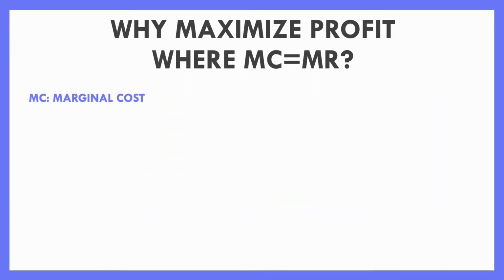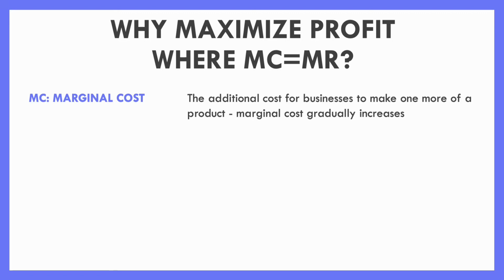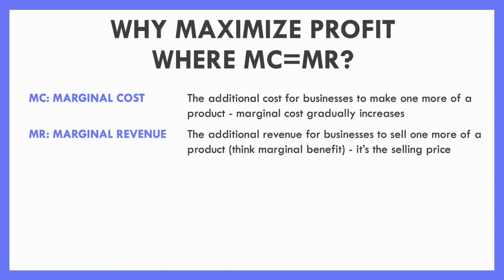So let's think a little bit more intuitively. Marginal cost, again, is the additional cost for one more of a product. We said marginal revenue is the change in our total revenue. So we can think about marginal cost like in that last part we saw, where it gradually increases. We said marginal cost increases. We've talked about that before. And marginal revenue is our selling price, so pretty much that always stays the same.